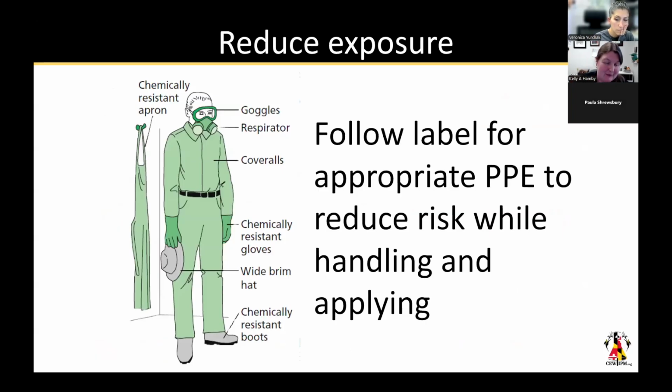So in terms of the toxicity, we have that way to compare these different products, but also you can reduce your exposure by following the label personal protective equipment recommendations. So that's one of the reasons that we have those personal protection equipment label recommendations, and that can reduce your risk of exposure while handling and applying those pesticides.